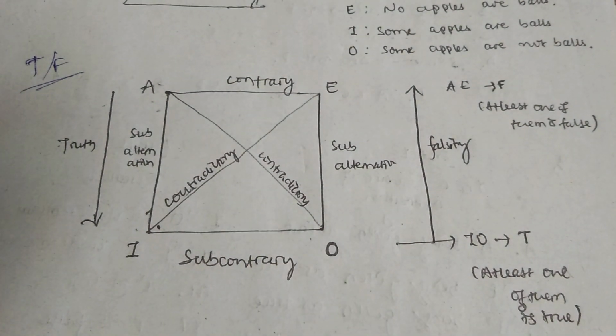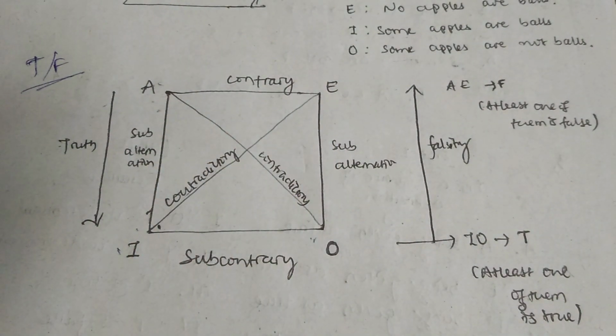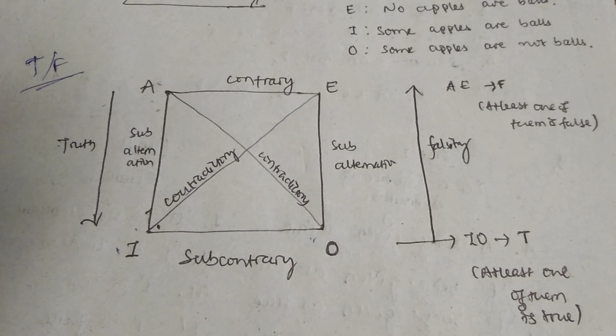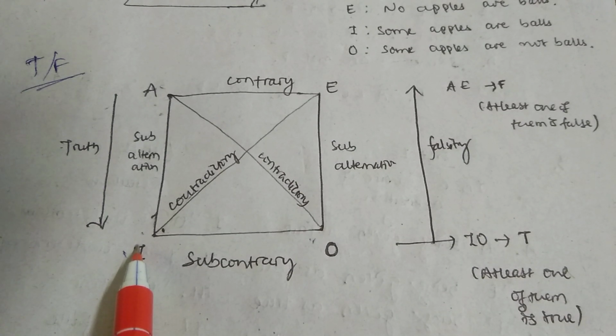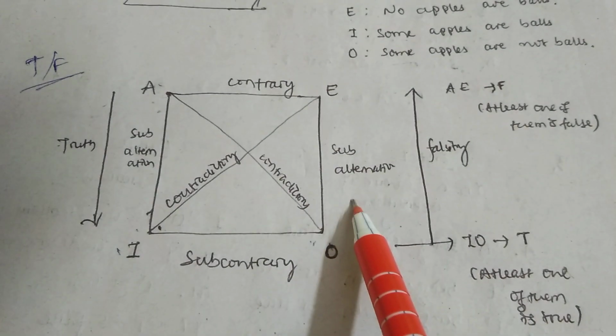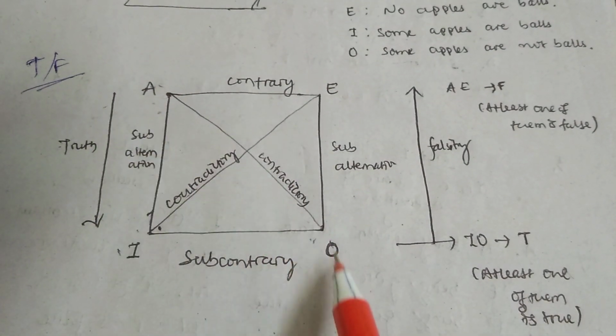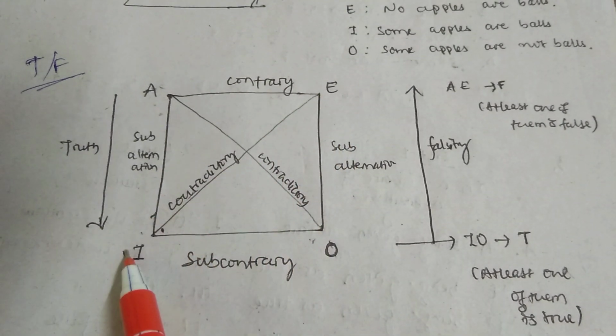We have to remember this square. This is the square of opposition. This is A, E, I, O. There are some relations between them. The relation between A and E is called contrary. The relation between I and O is subcontrary. The relation between A and I is subalternation, and the relation between E and O is subalternation. The relation between A and O is contradictory, and the relation between I and E, or E and I, is contradictory.